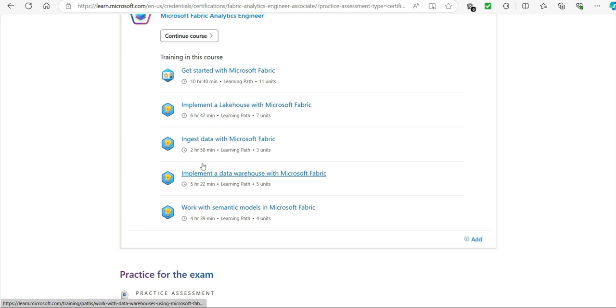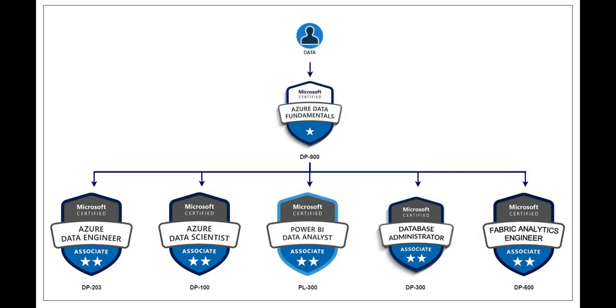So here is a quick roadmap for you. Start with DP900 to build your fundamentals. Then choose your path based on your career goals, whether it's data engineering, data science, data analysis, database administration, or fabric engineering. Microsoft Azure has a certification to help you achieve your dreams.